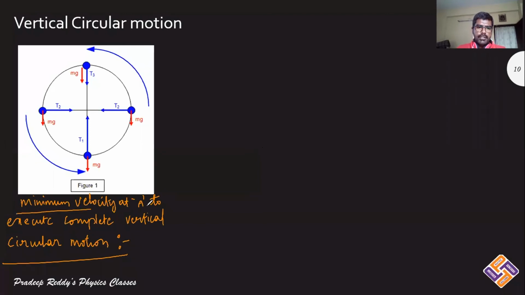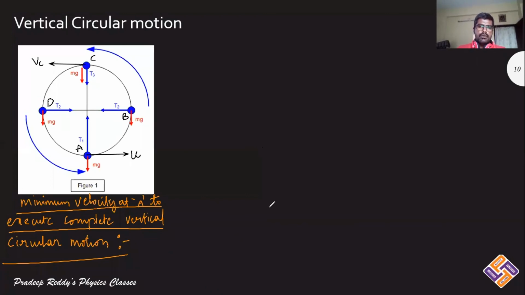For a body to execute complete vertical circular motion, we will be taking this object. Initially you will be providing some velocity here, and at this position it will have some velocity. I name these positions as A, B, C, and D. Here it is velocity C, and here it is the velocity at A which you are providing. I'll just name it as U, because you are providing some velocity U at this position.